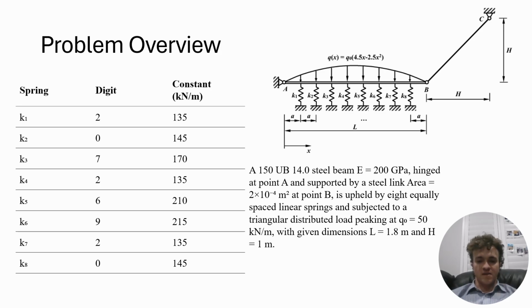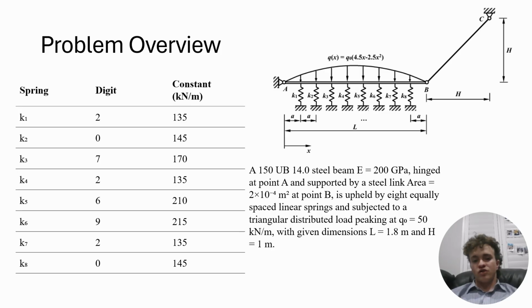Each of the 8 springs can be seen here in the figure. So it goes from left to right. This is our first spring, the 135, and this is our final spring, the 145. The link beam section, A to B, has a universal beam cross section, 150 UB 14, and the material for everything was assumed to be structural steel with a modulus of 200 GPa.